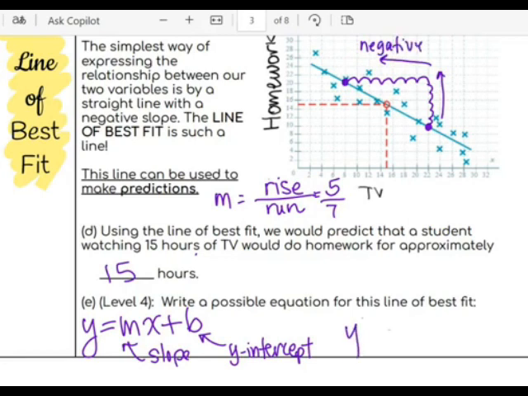So this is going to be y equals negative 5 over 7 x plus, now we need to look for that y-intercept. And I know this is not perfect. Remember, I wrote possible equation. This looks like it's hitting about 26. So I'll go with 26 for my possible equation for this line of best fit.